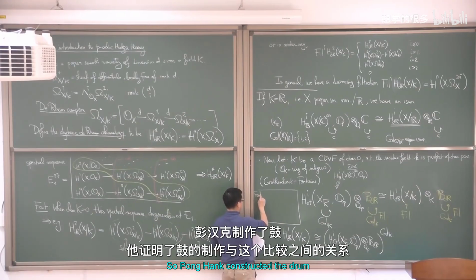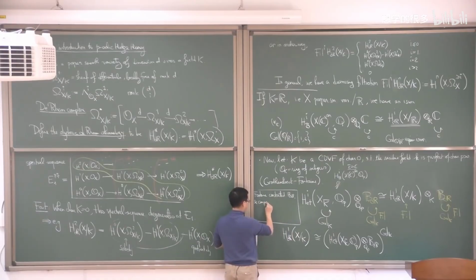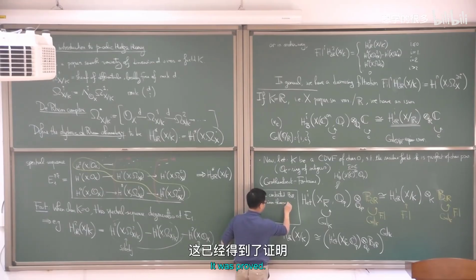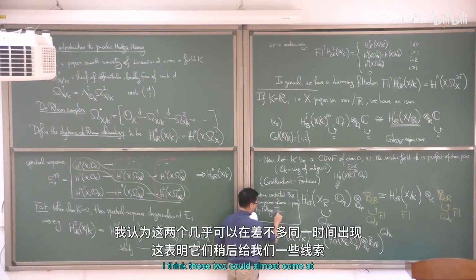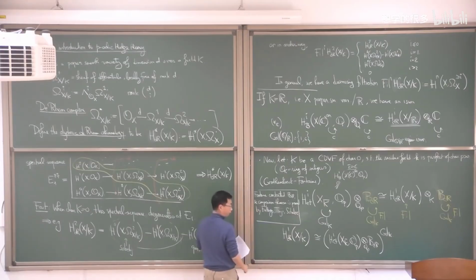So Fontaine constructed the de Rham, and the comparison theorem was proved by Faltings first, using étale. I think these two proofs came out around the same time, and Tsuji gave a simpler proof later. Okay.